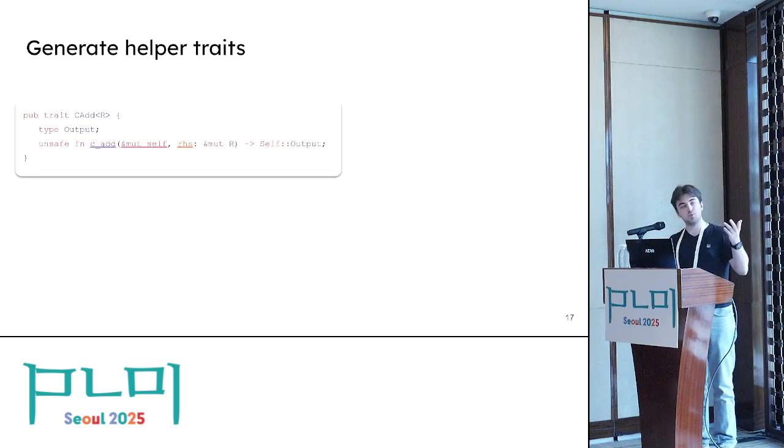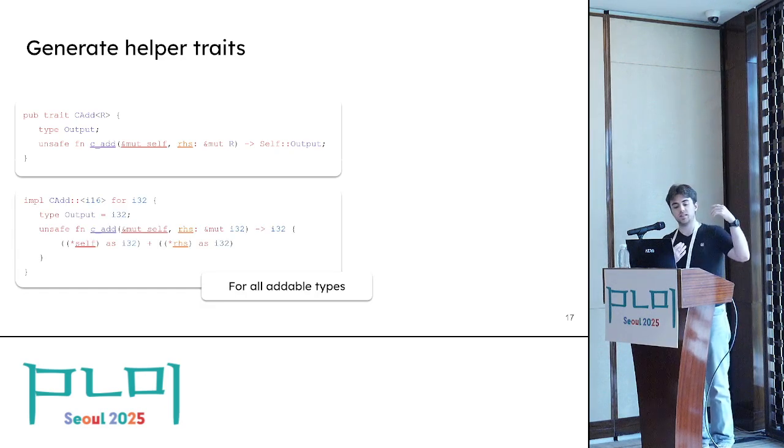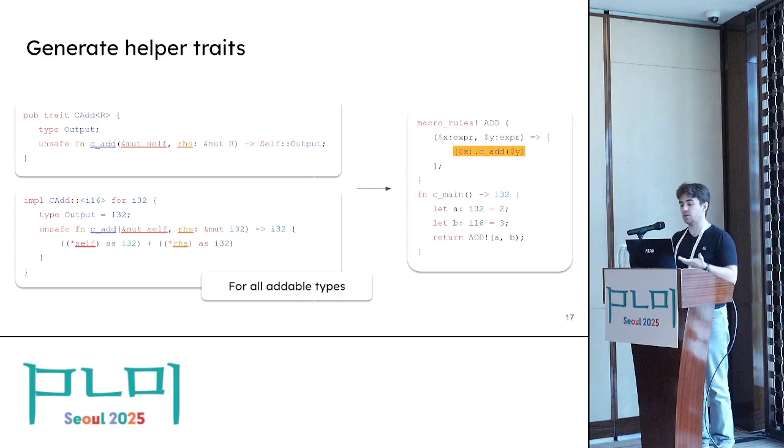So for helper traits, the idea is that we generate a trait, in this case Adds, with the method add, and we generate an implementation for all addable types. So I32 for I16, I32 for I32, all those kinds of things. Then instead of using a regular addition in a macro, we can just invoke the method, and Rust itself will use the right method, and we will get the implicit promotion which we wanted.